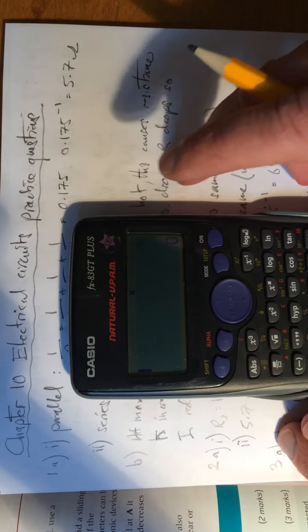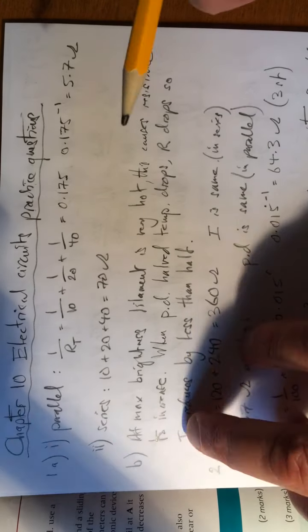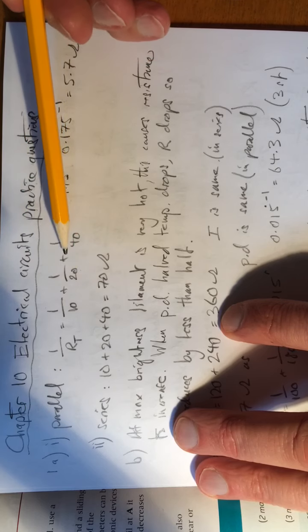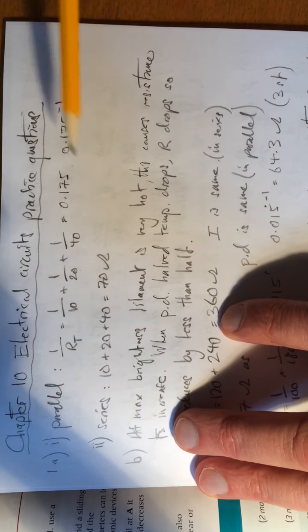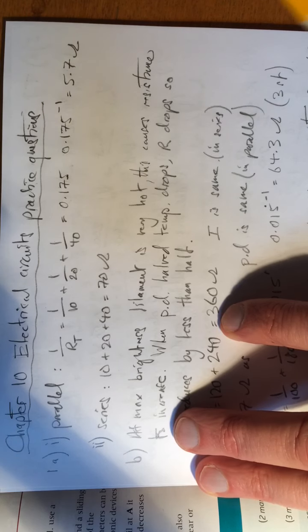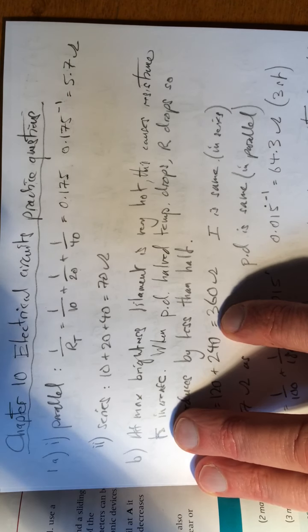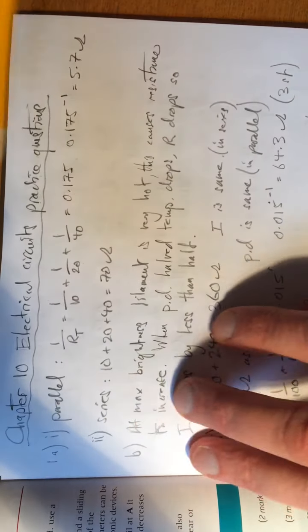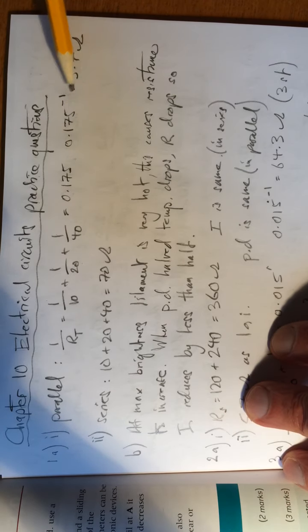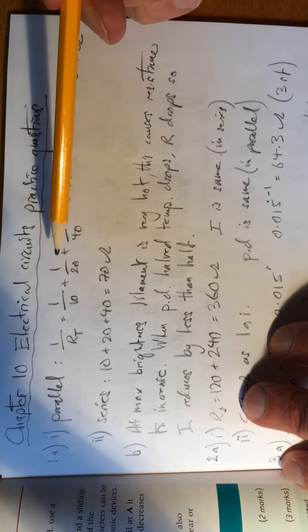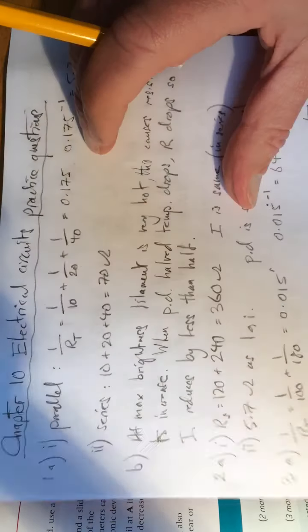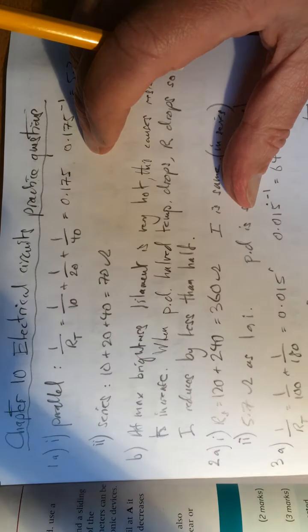Can you see this? You can't, can you, on the video? But if you just type it in, 1 divided by 10 plus 1 divided by 20 plus 1 divided by 40 equals, you get this decimal if the mode on your calculator is the right one for the job, and it's 0.175. Take the reciprocal of that, and that gives you 5.7 ohms to 2 sig figs, which is what these numbers are here. It says, what's the maximum possible resistance? Well, you put them in series, don't you? Add them up.